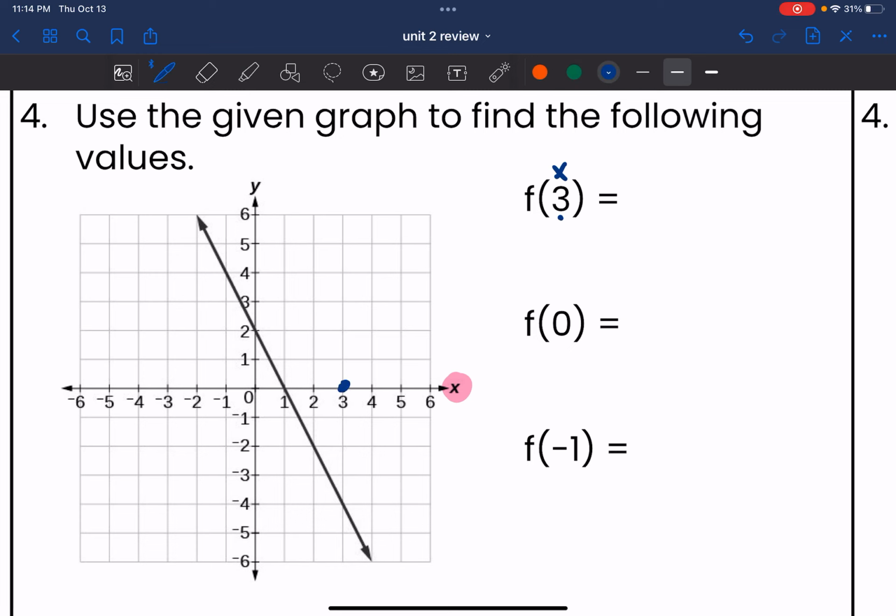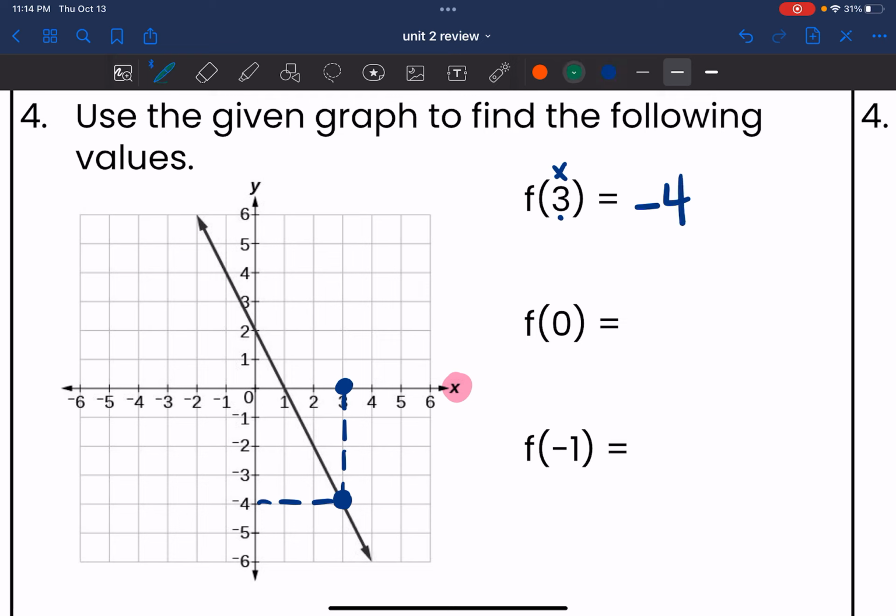So find 3. What you want to do is find out what's happening to the line there. So I'm going to follow it down, and it hits the line right here at this point. We're finding the y value that goes with it. So that is the -4. So f of 3 just equals -4.